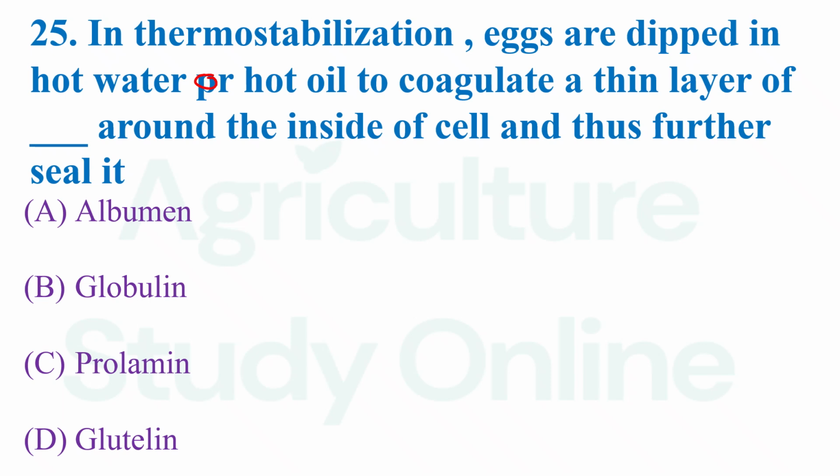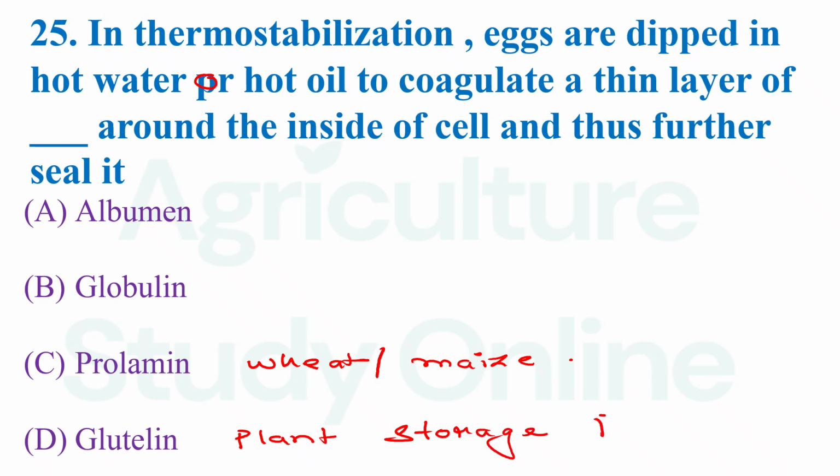So the correct option will be albumin, whereas globulin is present in eggs but not responsible for sealing. Prolamine is found in cereals, that is wheat and maize, and glutenin is a plant storage protein. So the correct option is option A.